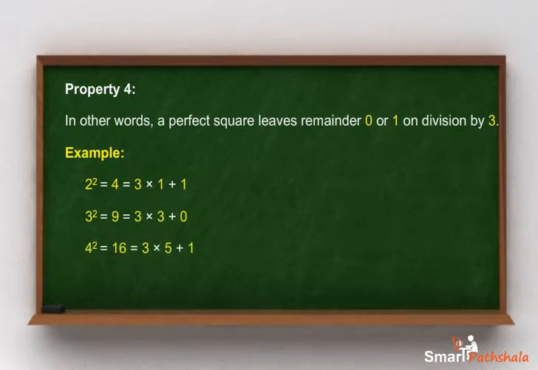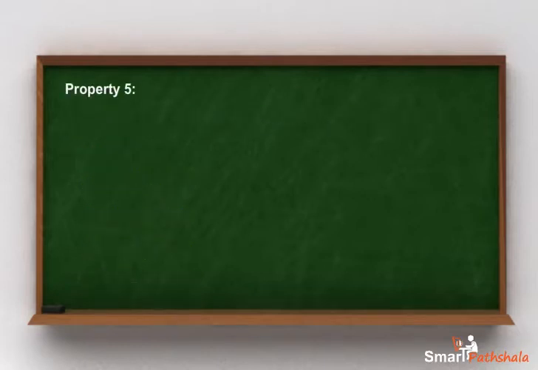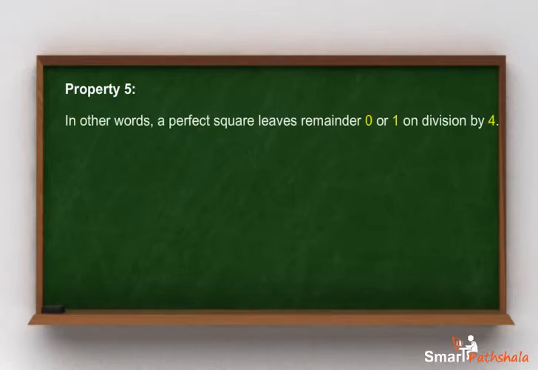4 square is equal to 16 is equal to 3 into 5 plus 1. 5 square is equal to 25 is equal to 3 into 8 plus 1. Property 5. The square of a natural number other than 1 is either a multiple of 4 or exceeds by 1. Example: 2 square is equal to 4 is equal to 4 into 1 plus 0.